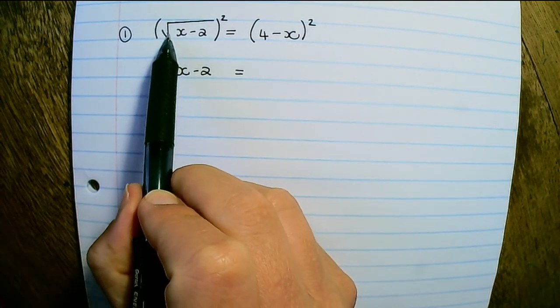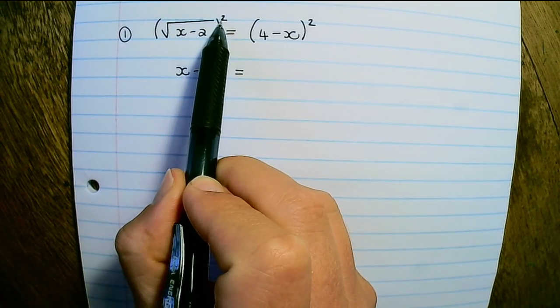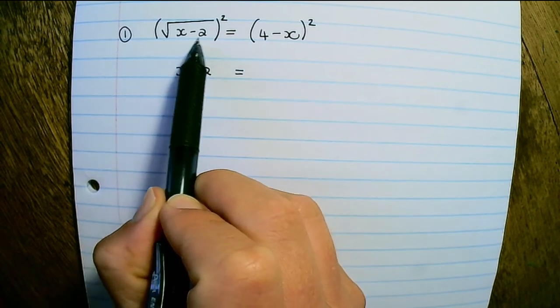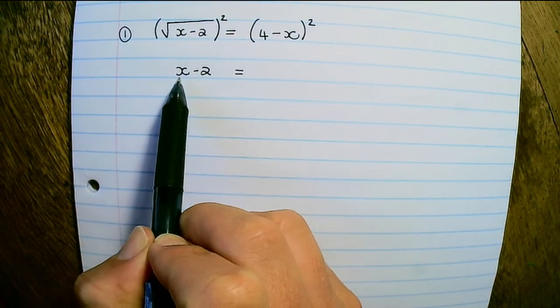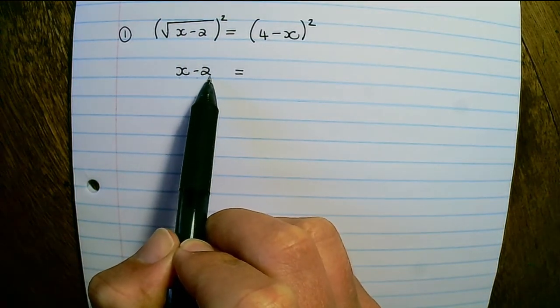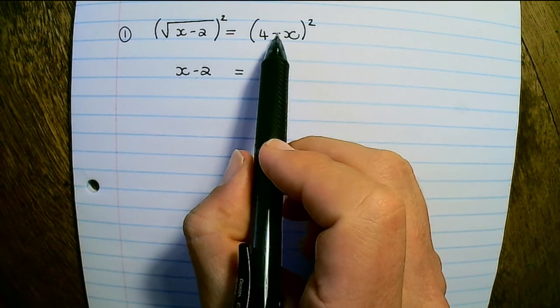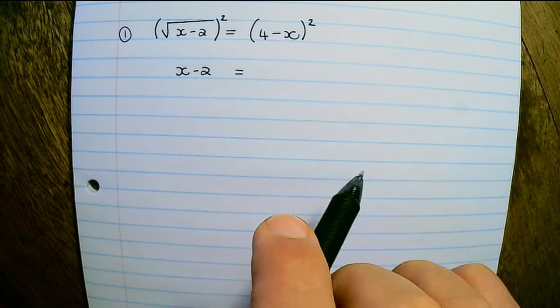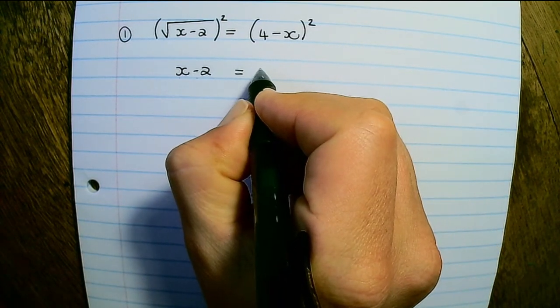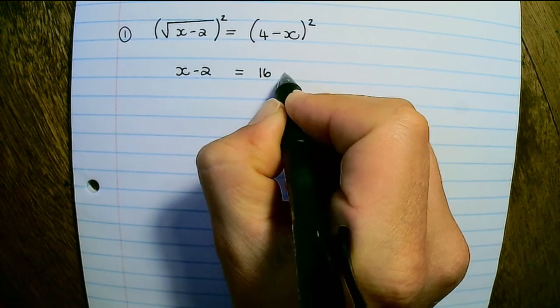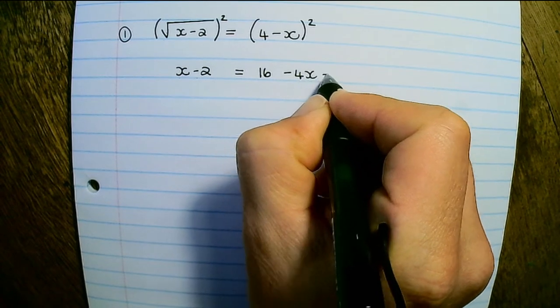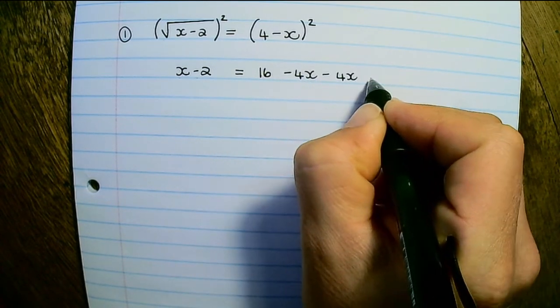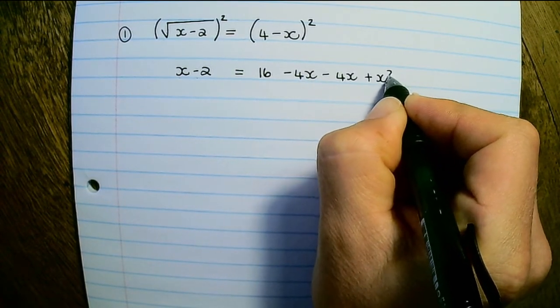Now, if you square a square root, it will remove the root and you only have the contents left. So it's x minus 2. And on the right hand side, if you square 4 minus x, you will have 4 terms. So it is 16 minus 4x minus 4x plus x squared.